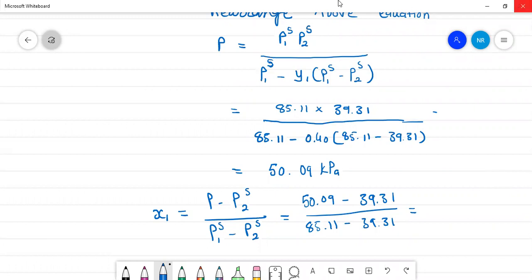Okay, the answer is 0.234, or 0.235. Okay, very good. So this is the last example we'll do, and then we stop this lecture.